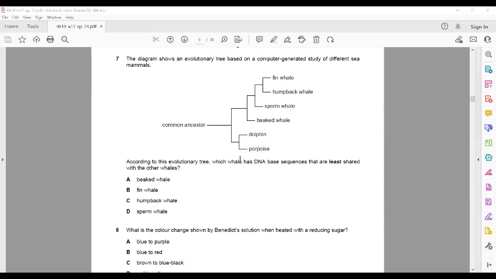A, beaked whale. Because if you look at the branches here, these two, dolphin and porpoise, are much closer to the common ancestor. And then after that, the rest of the branches are all connected to each other, except the beaked whale, which is left there, and based on the length of this part of the diagram, it is a bit further from the common ancestor. So that one should be the one which shares the least with the others. So the answer is A.